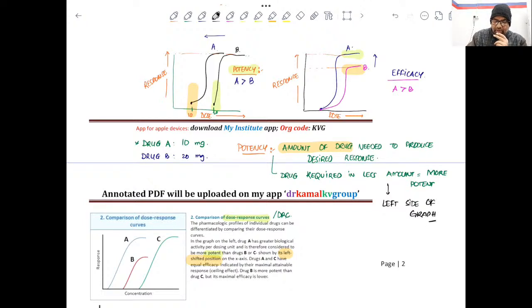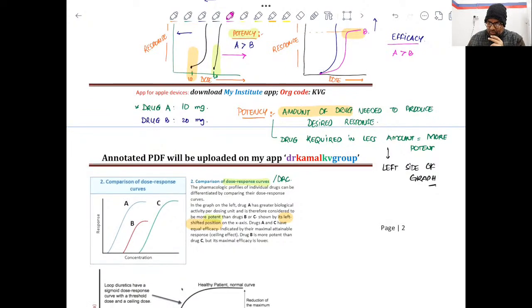So whenever you have to discuss the potency of different drugs, the drug which is more towards the left side, meaning towards this side, will be more potent, and the one which is towards the right side will be comparatively less potent. Clear? So this is the concept of potency.